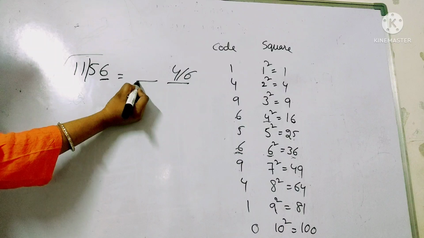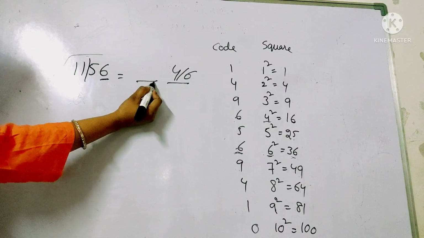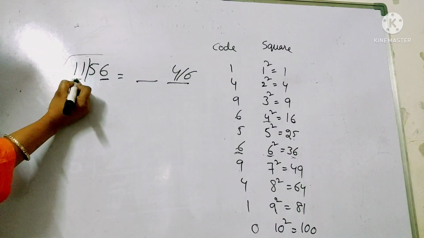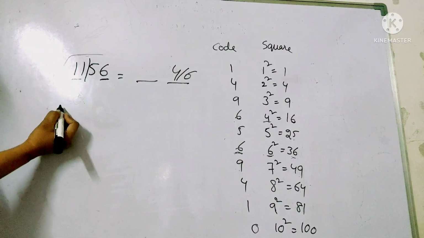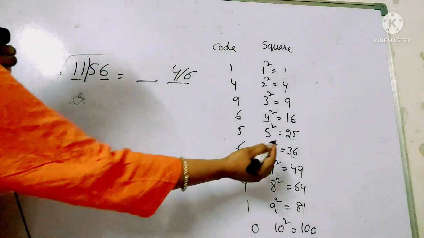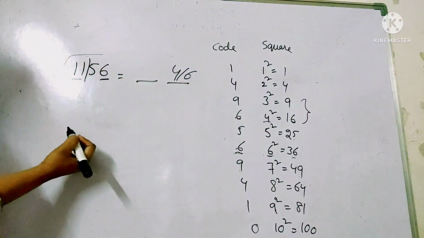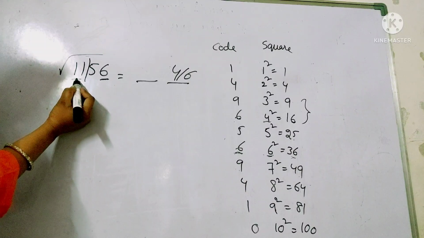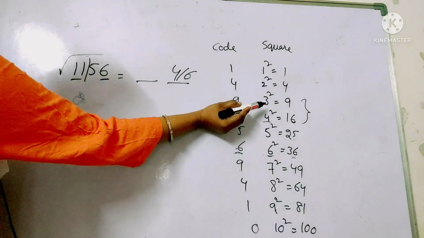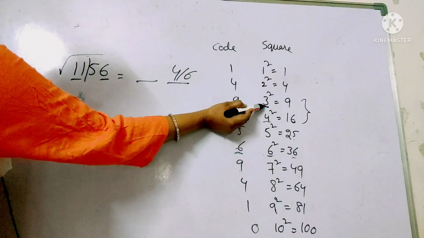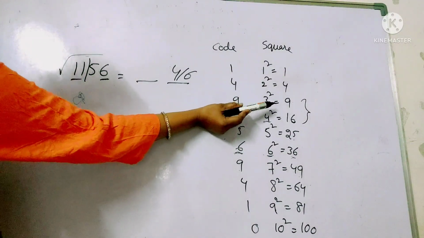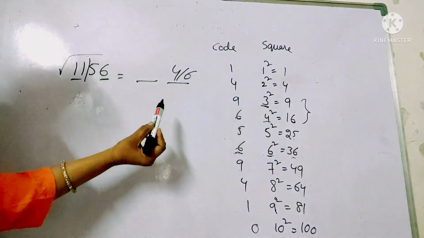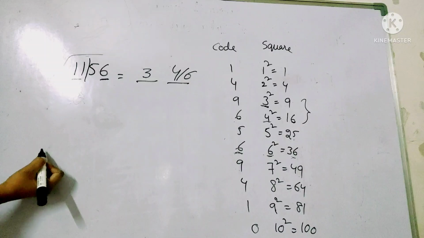And then let's see how to get the second digit. So let's see here 11. Where this 11 will fall in between which numbers, let's check here. Between 9 and 16 this 11 will fall. So for this 11 you always need to go for the smaller number. See, 11 falls between 9 and 16. Always you have to choose the smaller number. So write 3 over here.